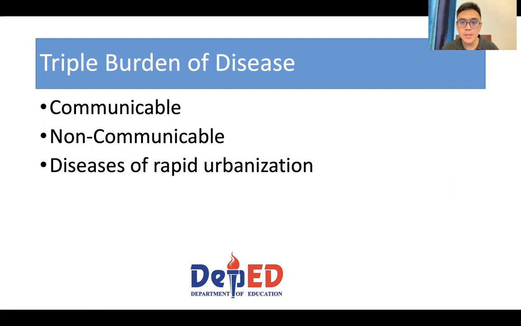So we have communicable, or what they call infectious diseases. We have non-communicable, or what they popularly term as lifestyle-related diseases, as well as diseases of rapid urbanization. So when we talk about diseases of rapid urbanization, this is where mental health concerns as well as substance use problems are actually classified.